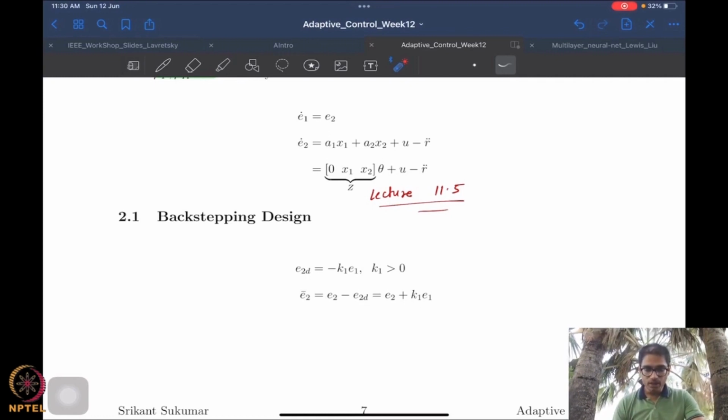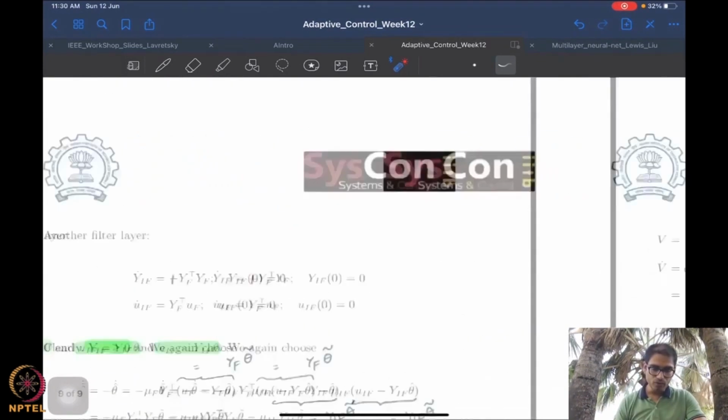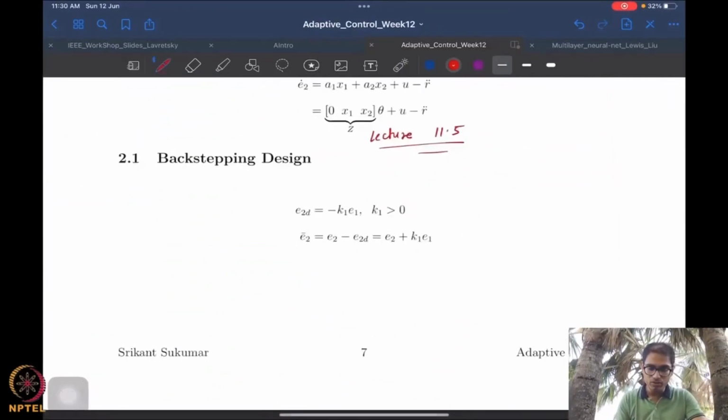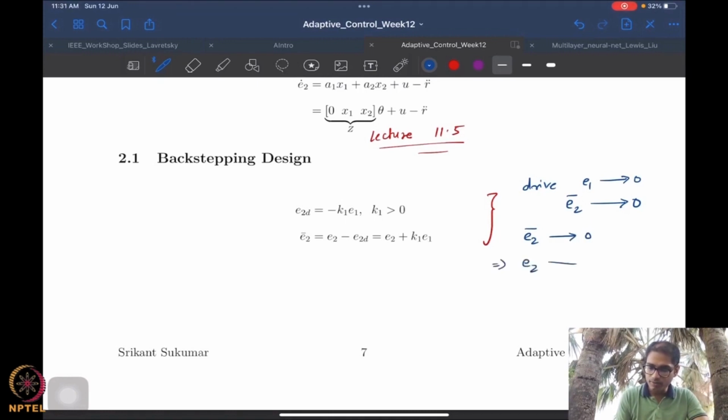So our new system is essentially going to be written in terms of E1 and E2 bar, where E1 is of course your usual error variable and E2 bar is the backstepping error variable. Of course, what we try to do is drive E1 and E2 to 0. So our aim will now be to drive E1 and E2 bar to 0. And remember that if E2 bar goes to 0, it implies E2 goes to 0.